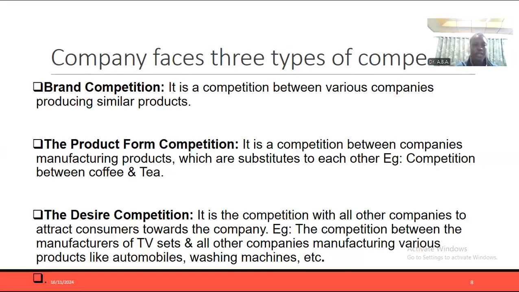All right. Then you have the desire competition, which is the competition where all other companies attract consumers towards the company. Okay, so we can have an example where there's competition between manufacturers of maybe television sets, or vehicles, or washing machines. So this one basically is the desire to be associated with one brand rather than the other. Okay.